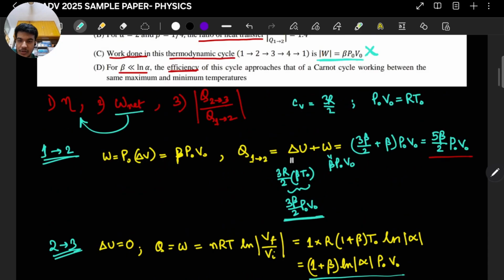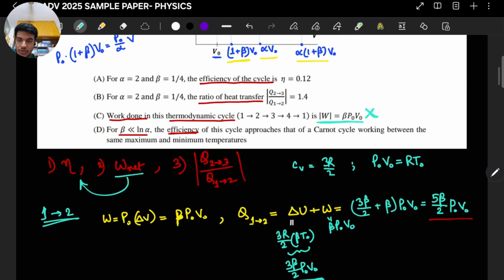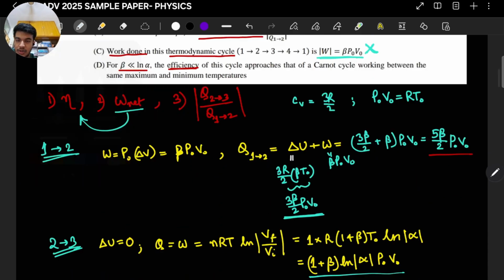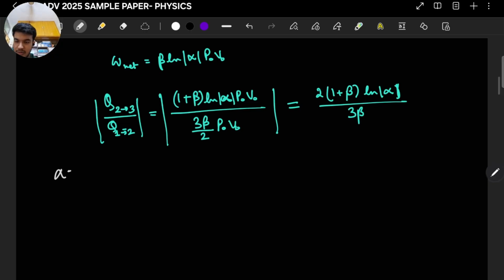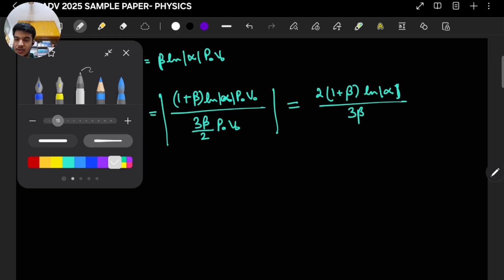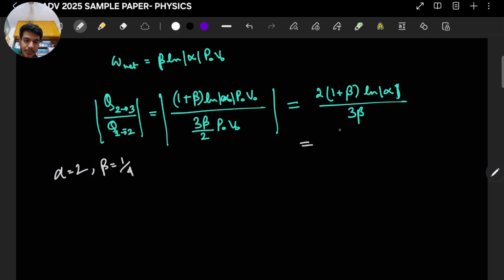I think some values of alpha and beta were given. Alpha was 2 and beta is 1 by 4. Let me write the values: alpha equal to 2, beta equal to 1 by 4. If I plug this in, what would I get? It is 2 into 5 by 4 ln 2 by 3 by 4, so it is 10 by 3. ln 2 was given as 0.7 as far as I remember, and it is 7 by 3.